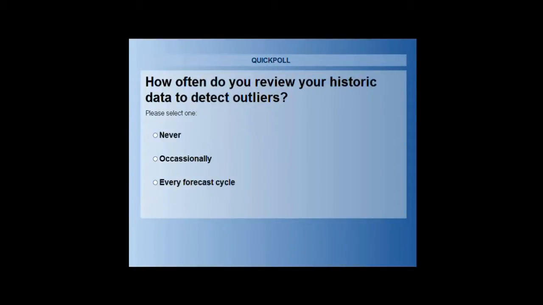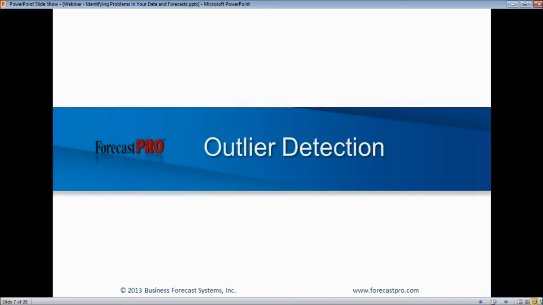And before we launch into it, we're going to start a simple poll to see how many of us out there are actually using outlier detection. So Eric Sabatis will go ahead and open the poll. Okay, so the poll is up there. You should click on the answer that's appropriate. How often do you review your history to detect outliers? Never, occasionally, or every forecasting cycle.